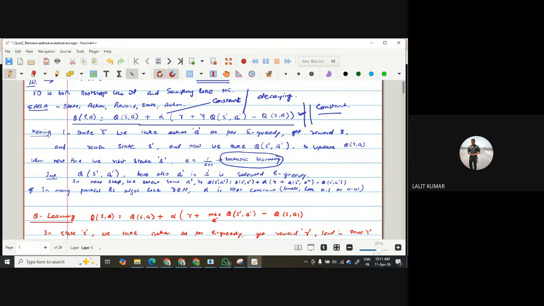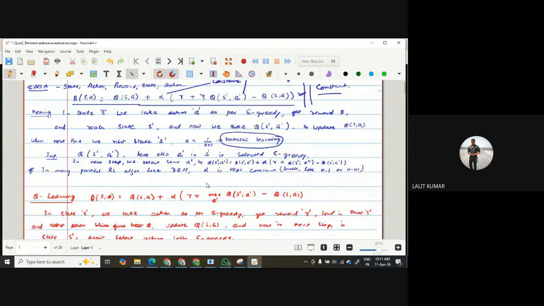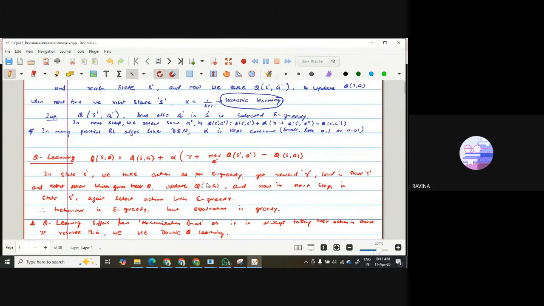And if you revisit your programming assignment 2, where we had done SARSA and Q learning, and if you see your code, we are not decaying there. So in a standard SARSA or Q learning, we are not decaying. But when we do stochastic learning, in case it is given in the question, then we should remember that alpha is getting decayed. That is the important part. Okay, now we come to Q learning.